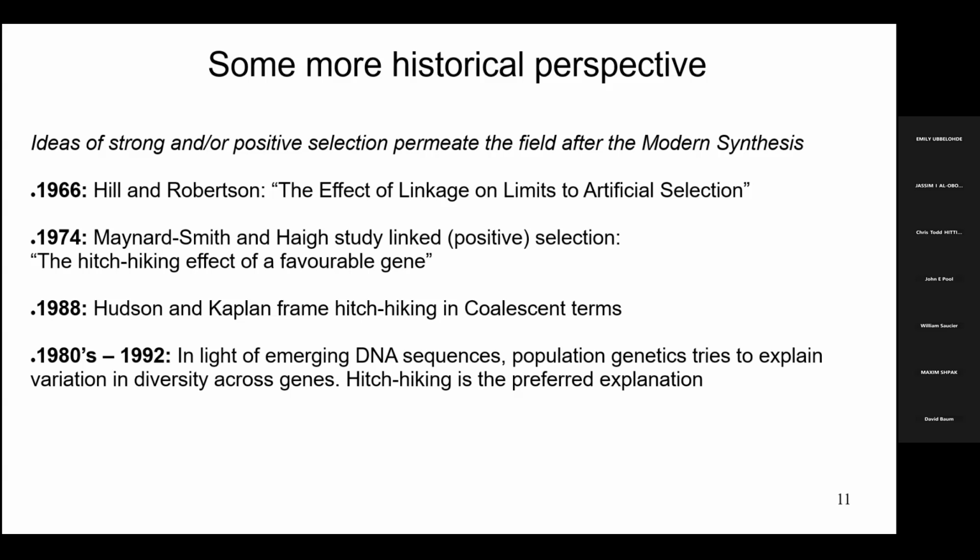In 1988, Hudson and Kaplan framed this hitchhiking process in coalescent terms, which is a model of ancestry among a sample of haplotypes. And in the 80s, up to '92, this is right around the time where we not only had protein sequence data, but we started having DNA sequence data. We observed, actually for the first time, that levels of diversity tend to vary among genes, right? And so population genetics then tries to explain the observed data, this variation of diversity across genes. And this could be even synonymous diversity, that would be relatively neutral sites. And hitchhiking is the preferred explanation.